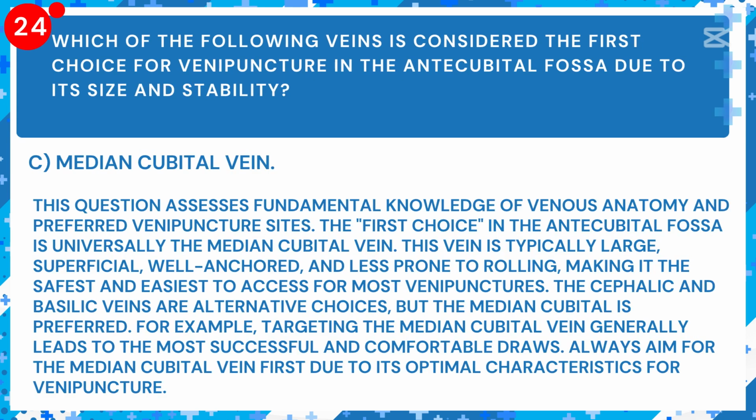Answer: C. Median cubital vein. Explanation: this question assesses fundamental knowledge of venous anatomy and preferred venipuncture sites. The first choice in the antecubital fossa is universally the median cubital vein. This vein is typically large, superficial, well-anchored, and less prone to rolling, making it the safest and easiest to access for most venipunctures. The cephalic and basilic veins are alternative choices, but the median cubital is preferred.